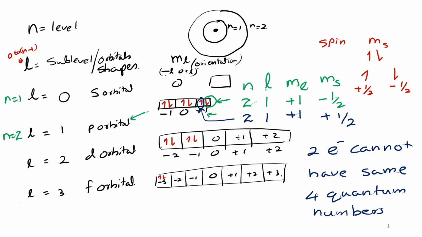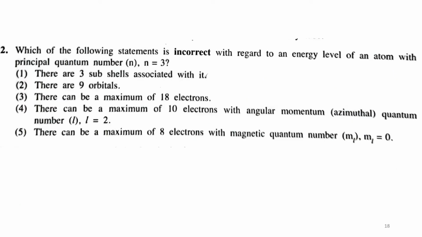You can take any of these electrons and write the quantum numbers and check how they are going to change. You will never end up with two electrons with the same 4 quantum numbers. A question from 2021. See if you can take a minute and find the correct answer.